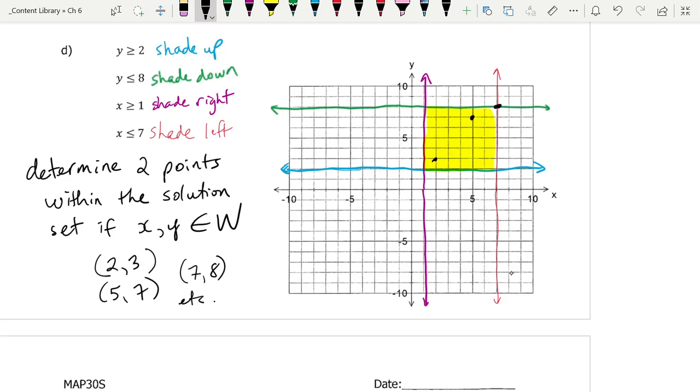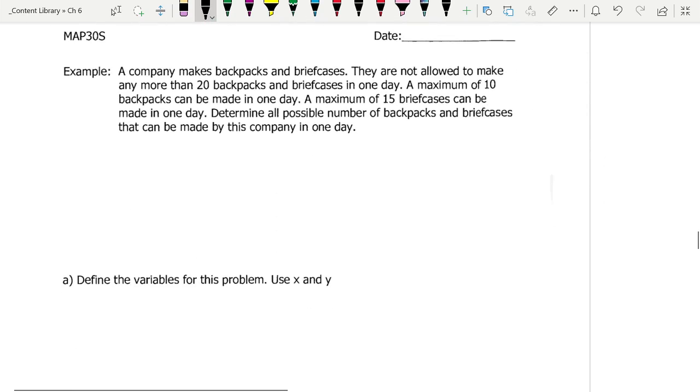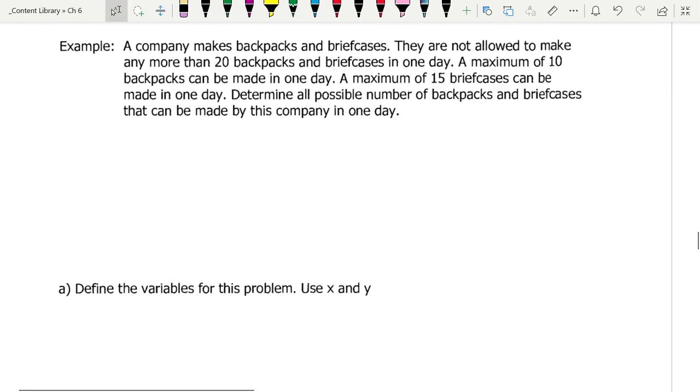Now, guess what we move on to now? Now we move on to applying this stuff. Hey, they call this applied math for a reason. A company makes backpacks and briefcases. They are not allowed to make any more than 20 backpacks and briefcases in one day. A maximum of 10 backpacks can be made in one day. A maximum of 15 briefcases can be made in one day. So in other words, they have these machines that they probably have to set up to make backpacks or briefcases, and the machines work at a certain rate, so there's only so many they can make in a workday. That's the idea. Determine all the possible numbers of backpacks and briefcases that can be made in one day.